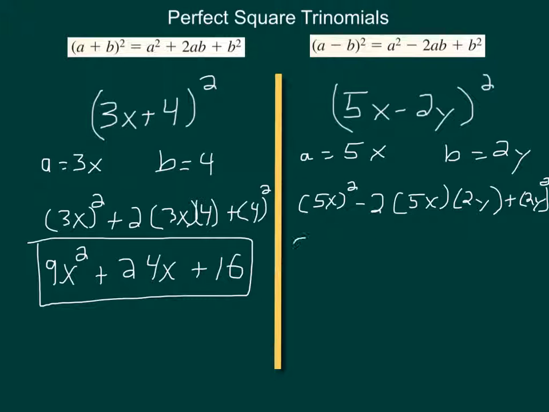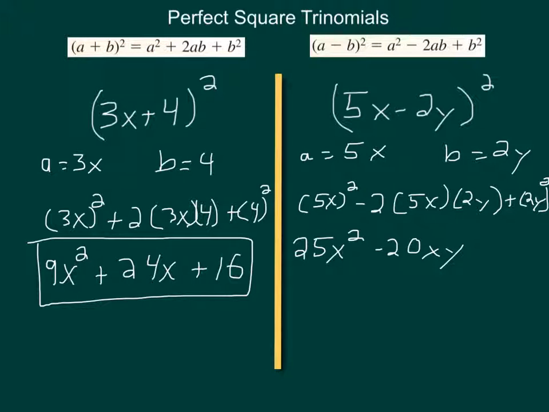5x squared is 5x times 5x, which is 25x squared. Multiply everything else in that middle term. Negative 2 times 5x is negative 10x, times 2y is going to be negative 20xy. Even though they're not like terms, I can multiply them. I just can't add them or subtract them.